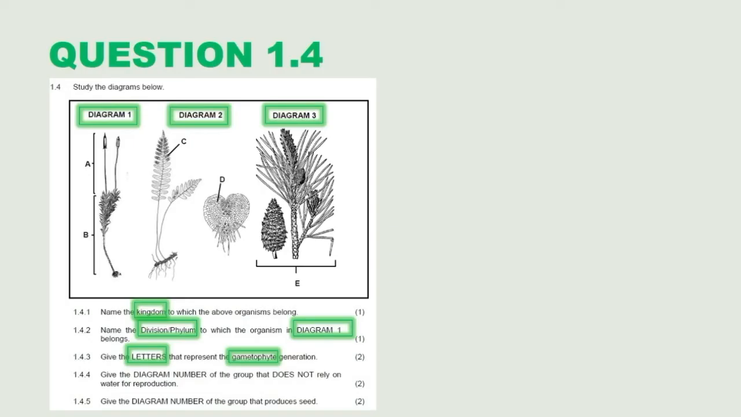You will see there's a 2-mark allocation, so there will be 2. Then 1.4.4, give the diagram number of the group that does not rely on water for reproduction. If you know your theory, diagram 1 and 2 rely on water for reproduction, but diagram 3 does not at all. Then 1.4.5, give the diagram number of the group that produces seeds.